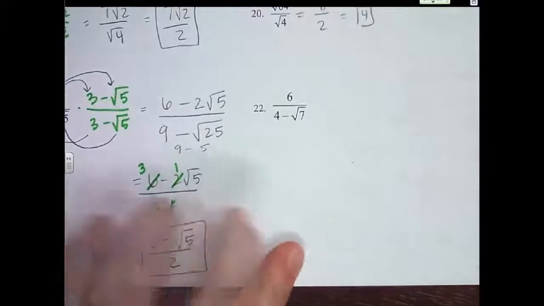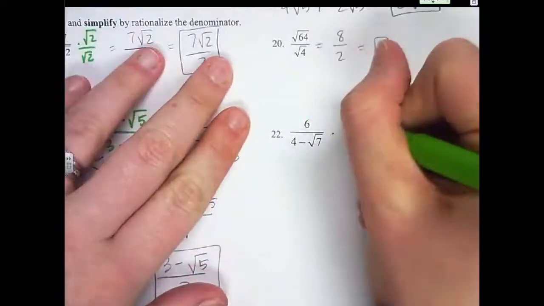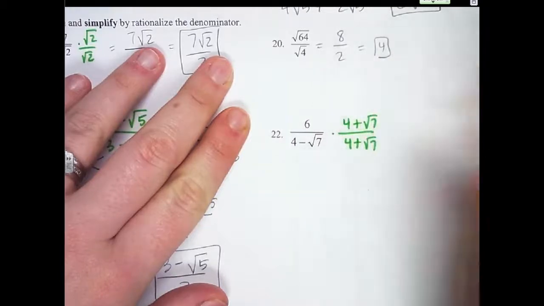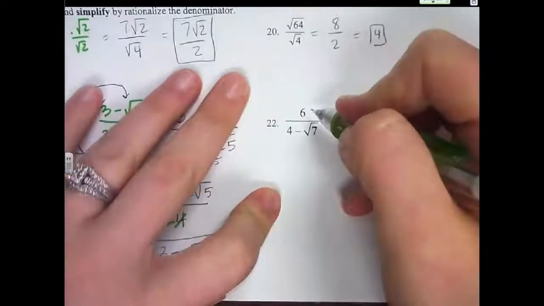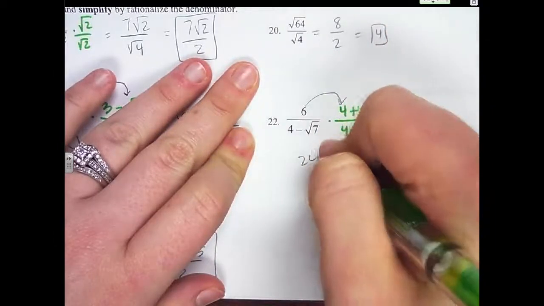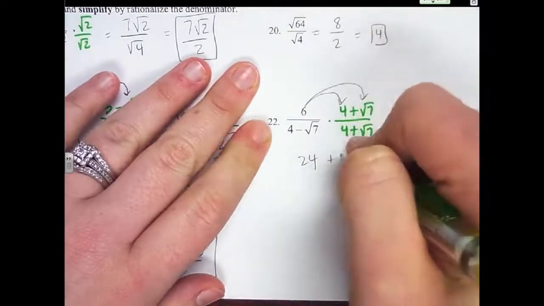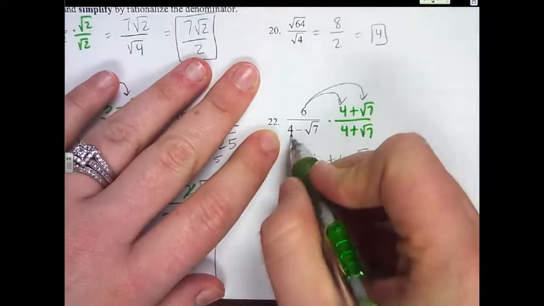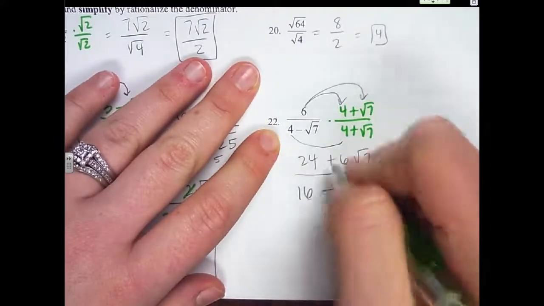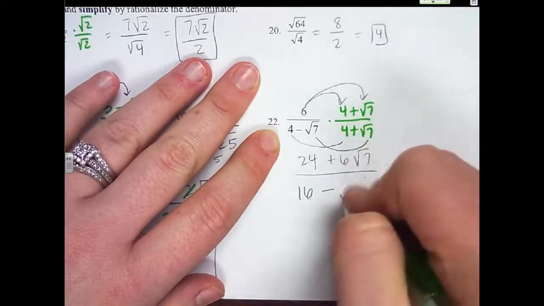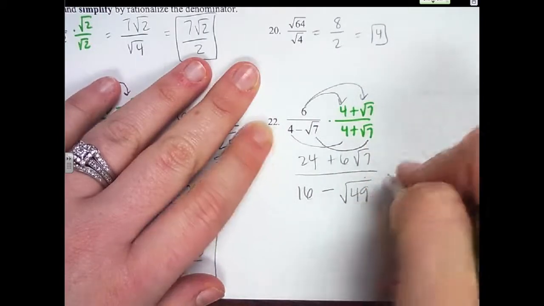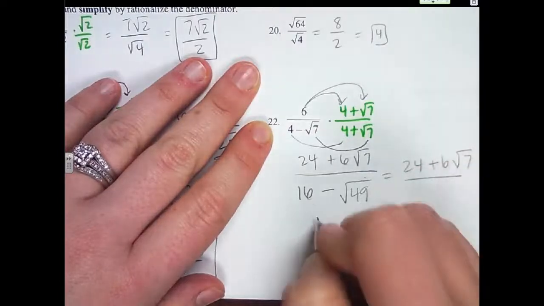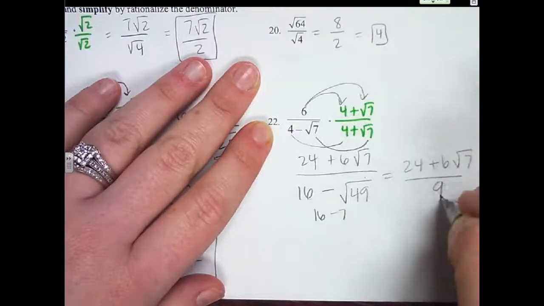Okay, number 22, another one. I'm going to multiply by 4 plus square root 7 over 4 plus square root 7. Okay, again, I'm going to distribute the 6 on the top. So 24 plus 6 square root 7 over 4 times 4. I'm going to do a shortcut. 4 times 4 is 16 minus square root 7 times 7 square root 49. So 24 plus 6 square root 7 over, this becomes 16 minus 7, which is 9.